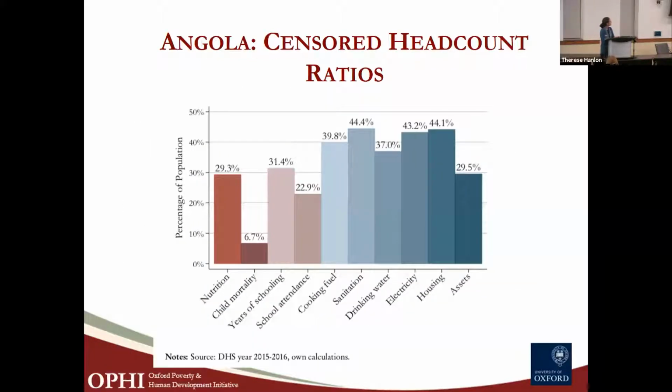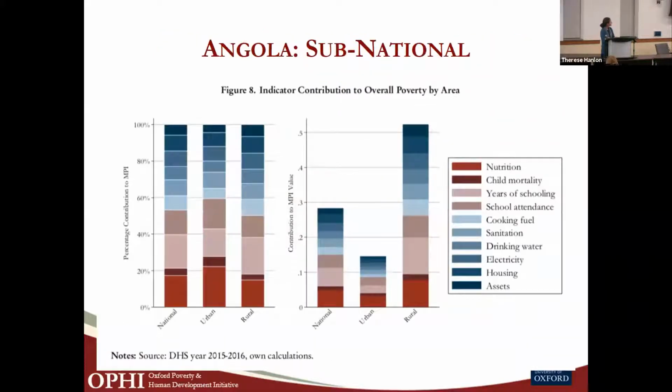What I showed you then was just the percentage of people who are poor and deprived in each indicator. But remember that the health and education indicators are weighted a little bit more. One of the reasons the MPI is popular in the policy world is that it is simply made up of the sum of the weighted contributions of each indicator. So the height of these bars is the national MPI, the urban and the rural. And the stripes are how much each indicator contributes. And so these are actually the numbers that are used for budget allocation.